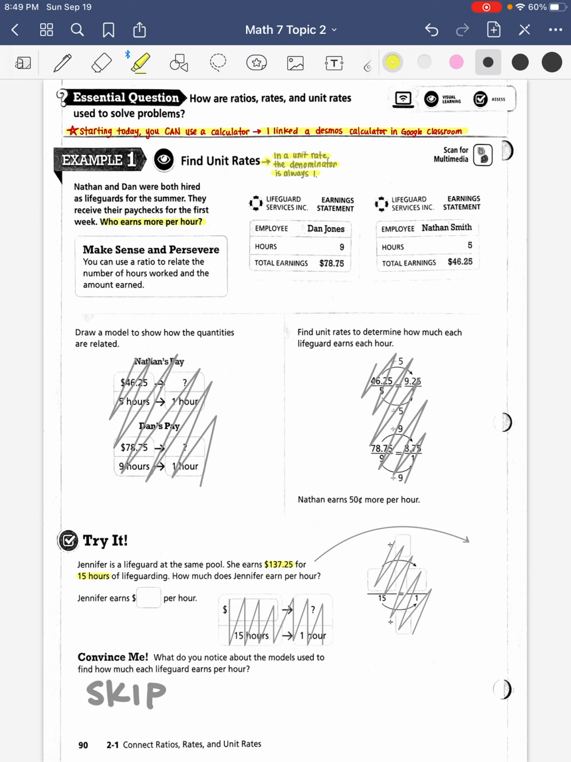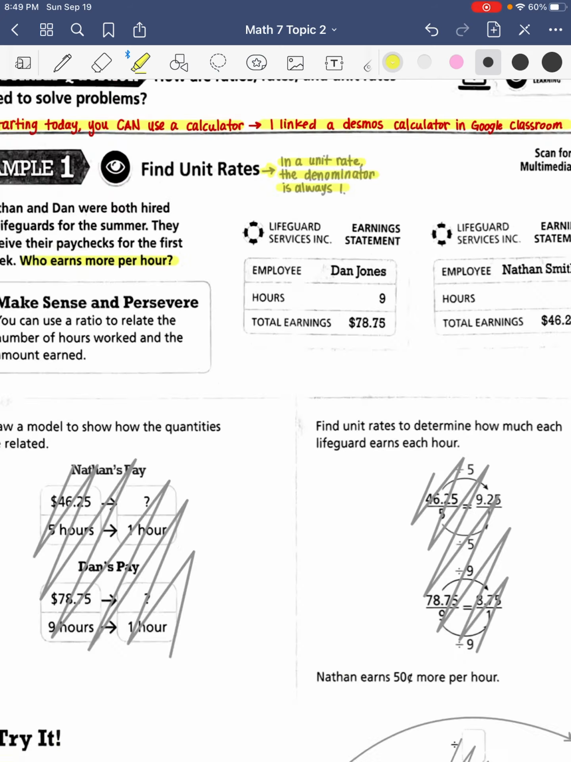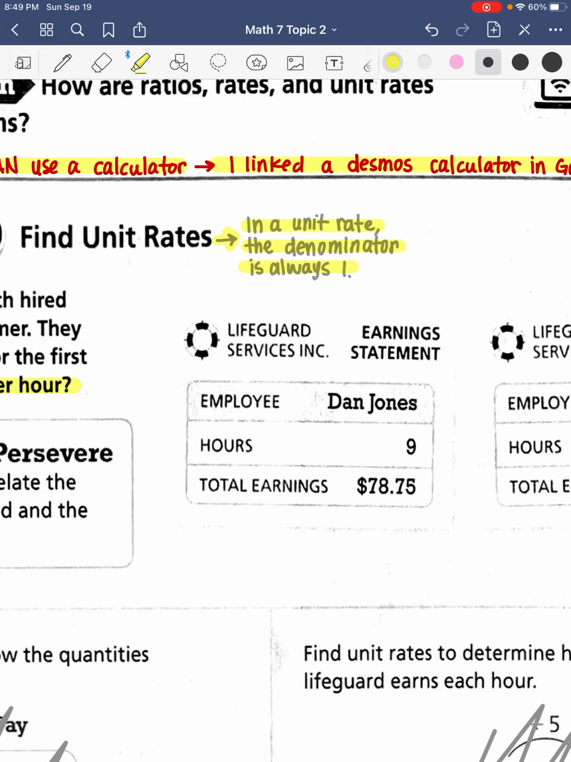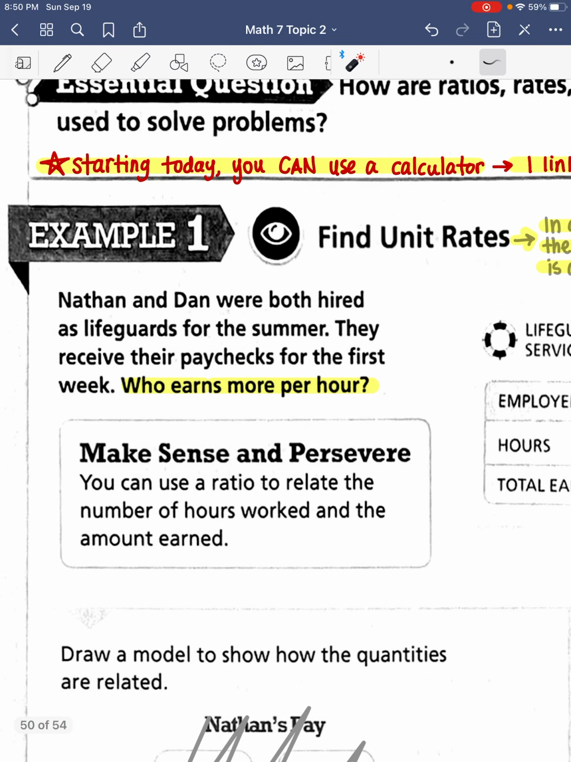Now, example 1, find unit rate. Before we get started, I do want you to know that in a unit rate, the denominator is always 1. So unit rates look like fractions, but the bottom number is going to be 1. The denominator is always 1. Okay, moving on, let's look at our example.